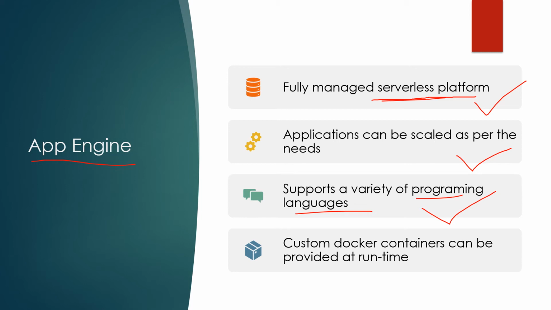And last but not least is the custom Docker container, which can be provided at runtime. If you want to use App Engine services with Docker containers, you get the flexibility of all the features of App Engine, and your container runs in a serverless fashion. So App Engine is one of the offerings provided by GCP for the serverless platform.